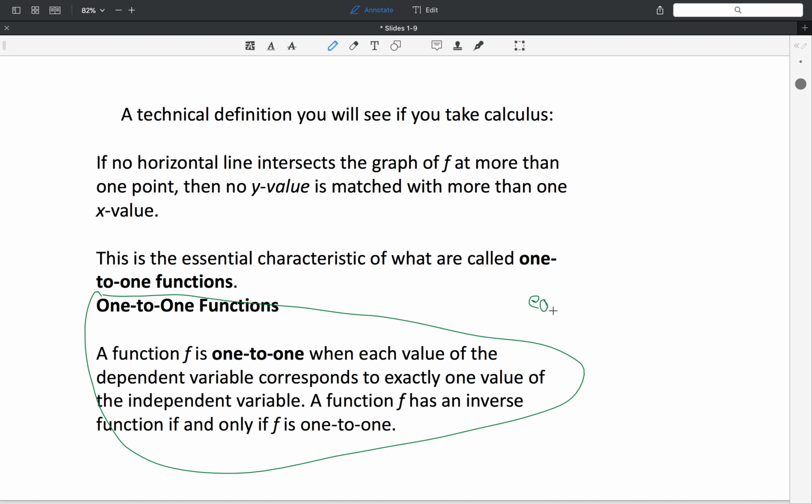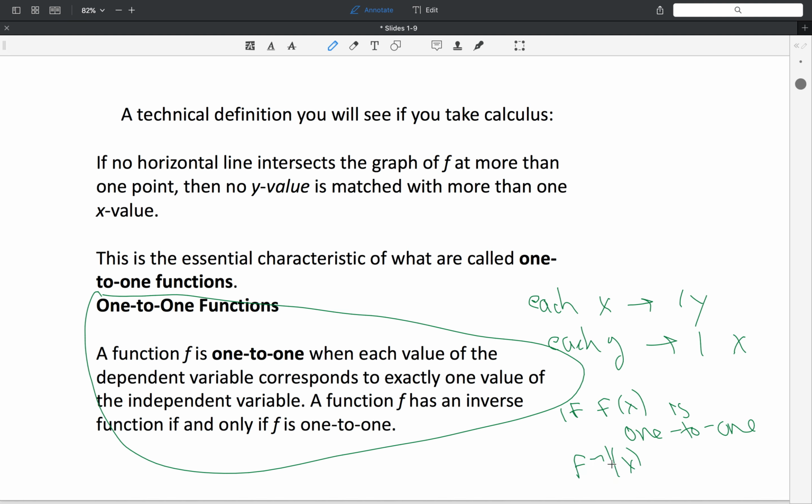So I'm going to say that again. Each x has one y. That has to happen if it's a function. Each y has one x. So that's a one-to-one function. A function f has an inverse function if and only if f is one-to-one. So in other words, if f of x is one-to-one, f inverse of x is a function.